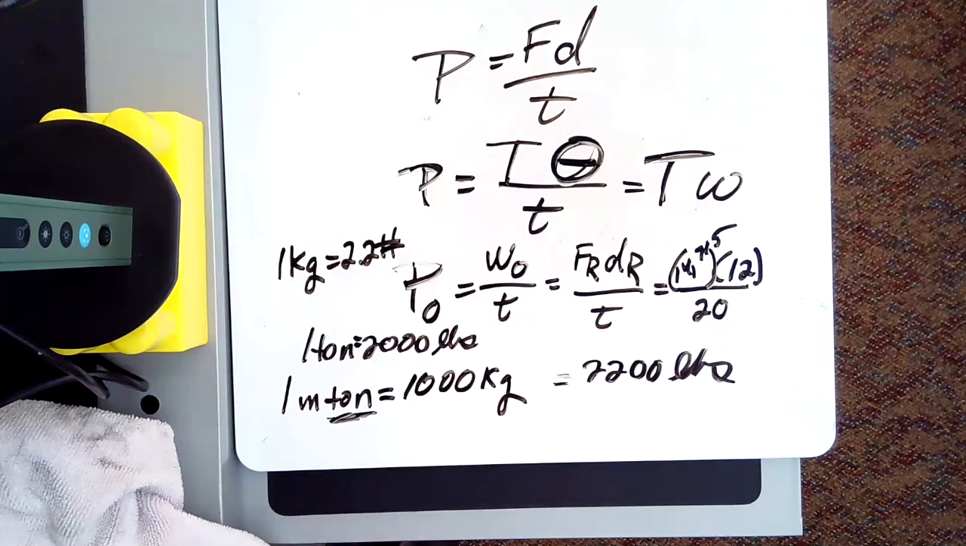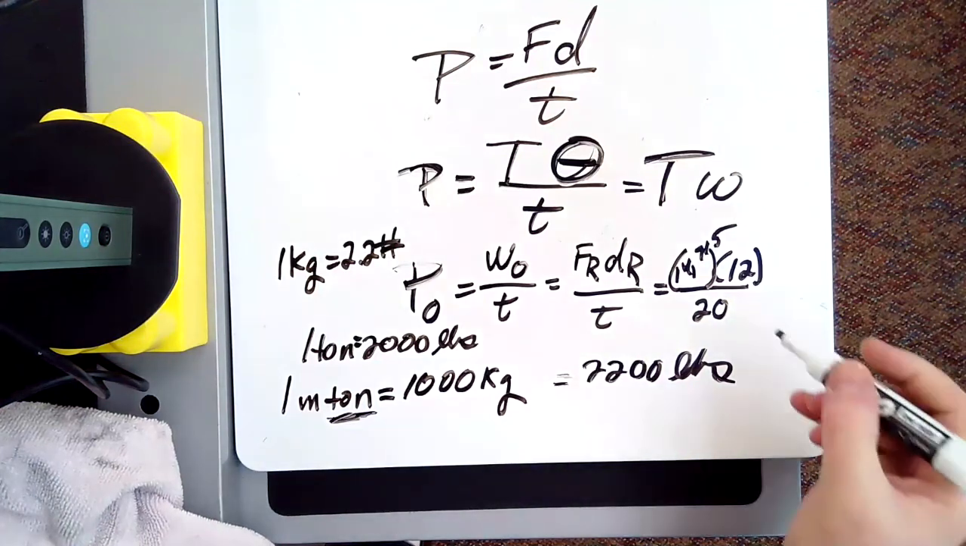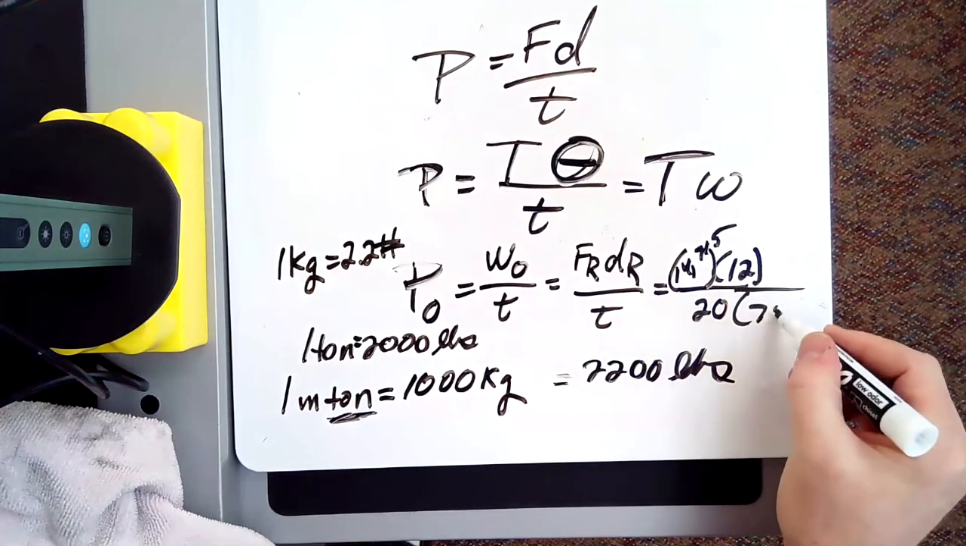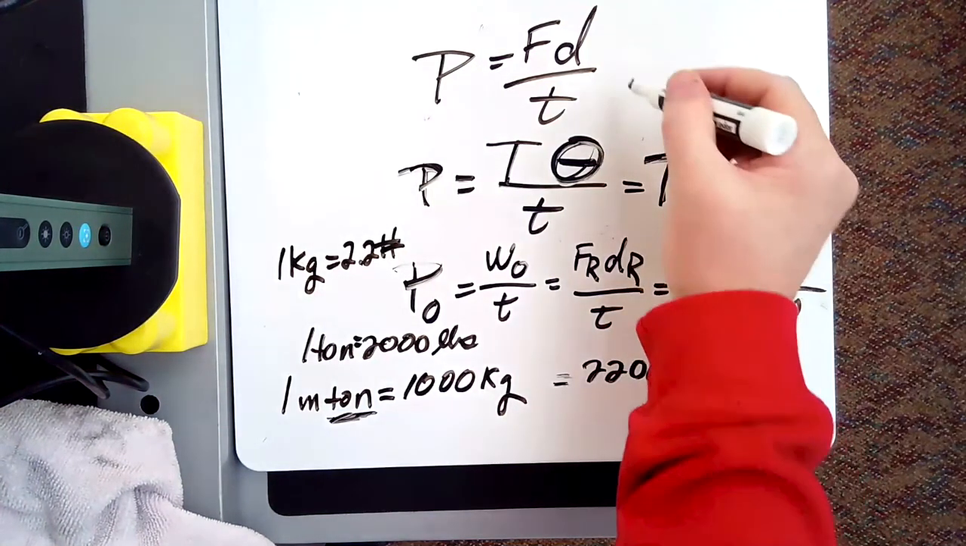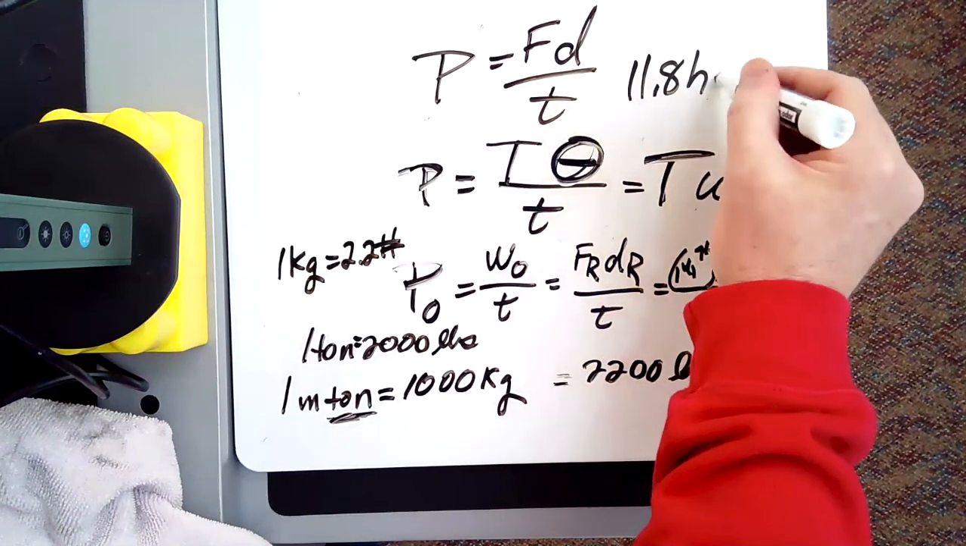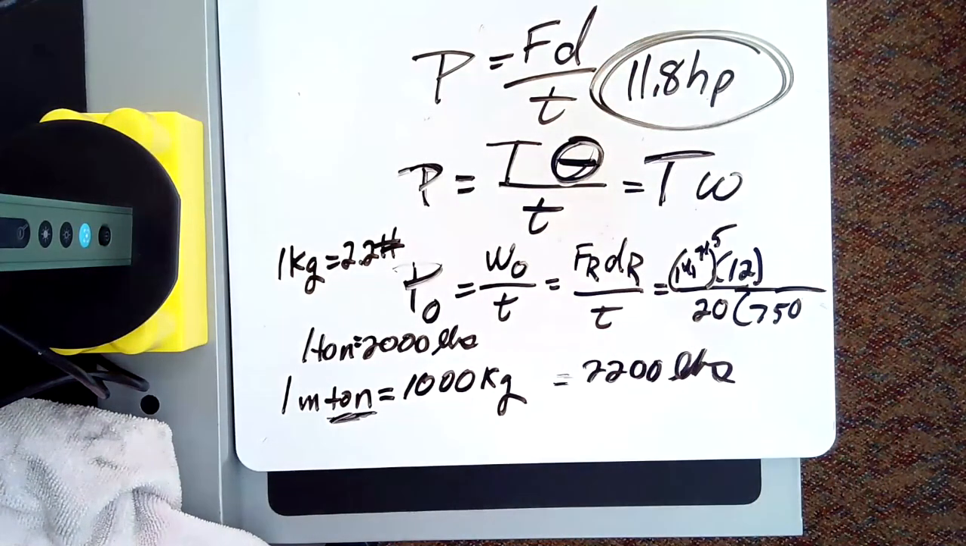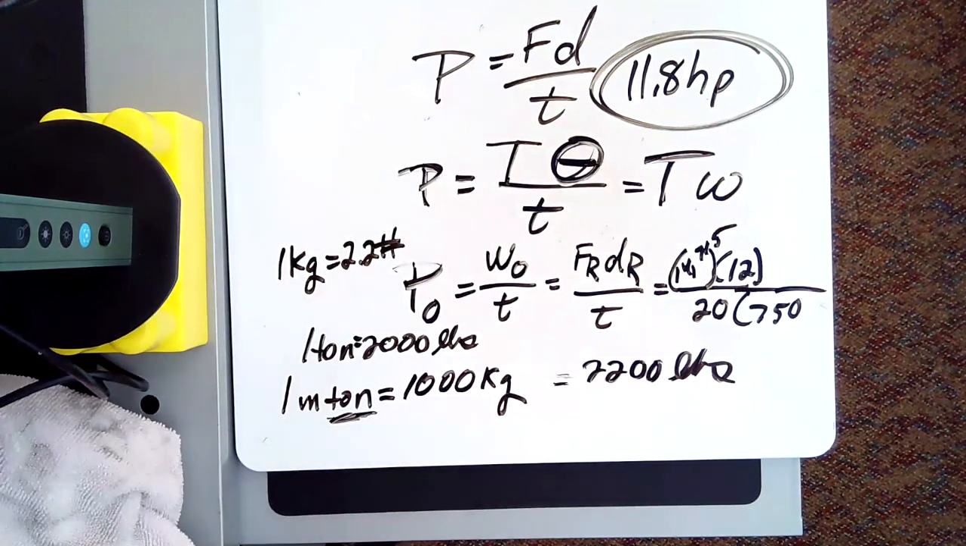8,829, but I don't think that's what we're supposed to put the answer in, right? It says put in horsepower. So what do I have to do with that? I gotta divide by 746, right? I can put another 750 on the bottom there. So divide by 750, and it looks like 11.8 horsepower. That's how much power it was. Okay. Everybody good?